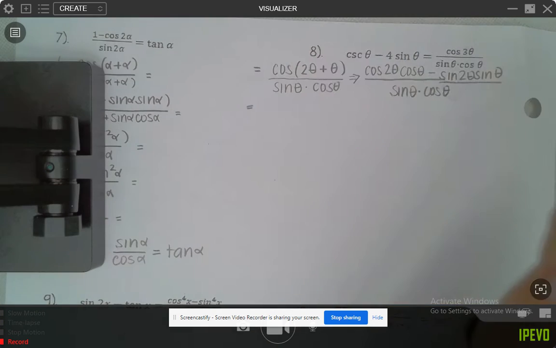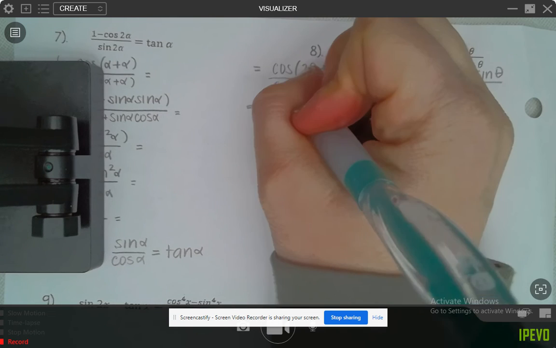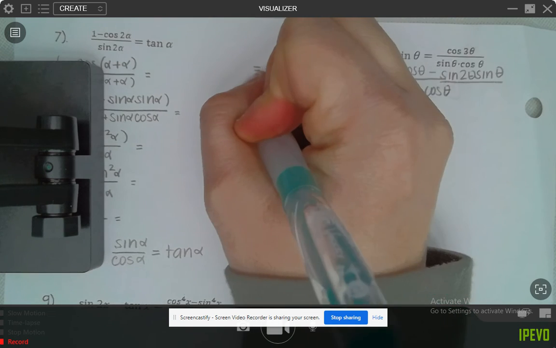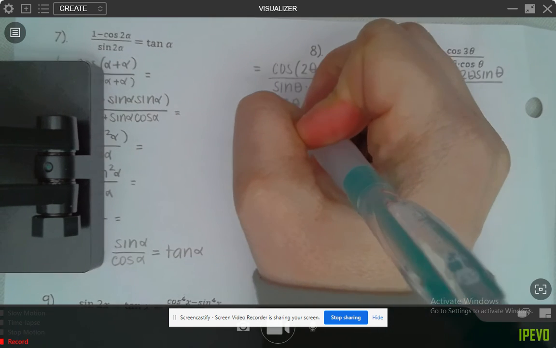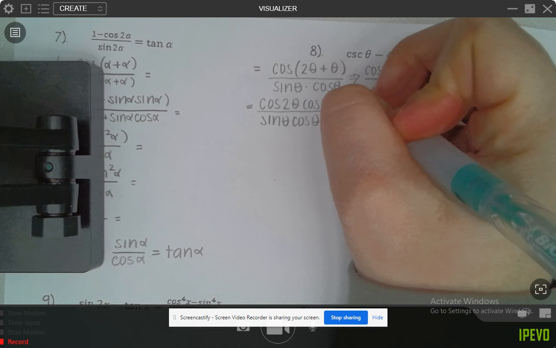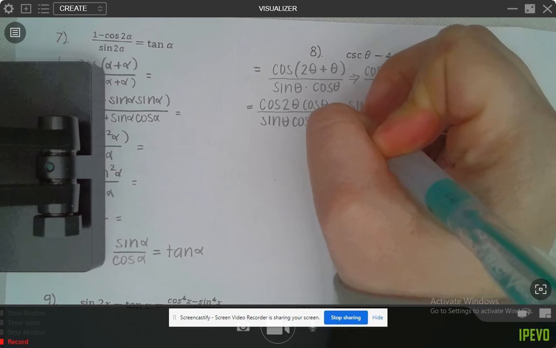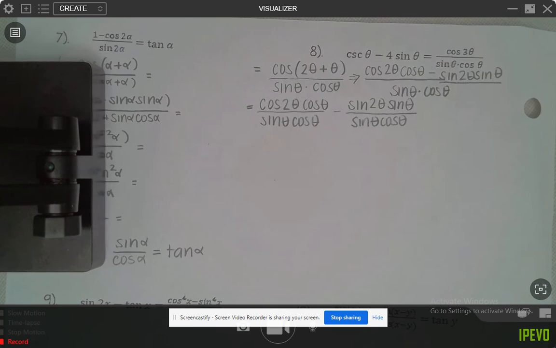So this is the same as the cosine of 2 theta times the cosine of theta divided by sine theta cosine theta, minus the sine of 2 theta sine of theta divided by sine theta cosine theta. Follows me? Yeah? Okay.